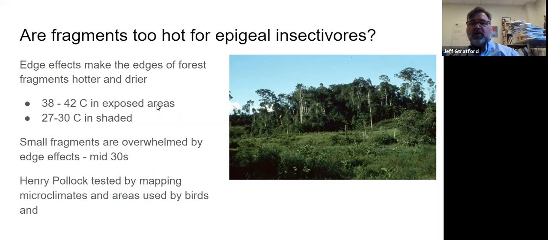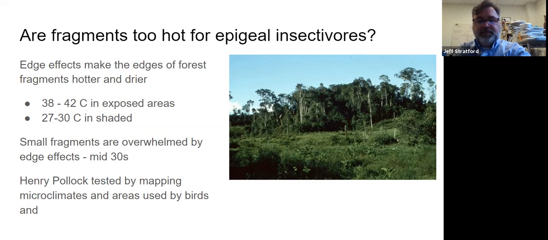And we've seen where I actually took temperatures, and we were getting 38 degrees all the way up to 42 degrees in exposed areas. It's very uncomfortable. It's well over 100 degrees. However, in shaded areas, it's 27 to 30 degrees constantly throughout the day, which is really nice. It's very pleasant. And so if terrestrial insectivores either behaviorally avoid these places, or maybe they can't even metabolically handle these sites, that would explain why they're missing from smaller forest fragments.